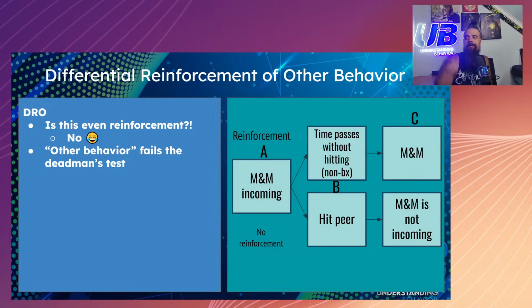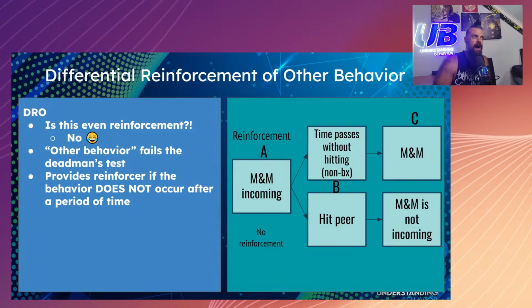So when we talk about differential reinforcement of other behavior, it fails the dead man's test. For example, if I say, hey, if you do anything other than hitting, then dead men are really good at that. They're really good at doing things other than hitting. So it's essentially just not hitting you. The way that a DRO procedure works is that we provide a reinforcer if the behavior does not occur after a period of time. So again, dead men are really good at not engaging in particular behaviors. They're really good at not hitting you. They're pros. They've done it their whole non-lives.